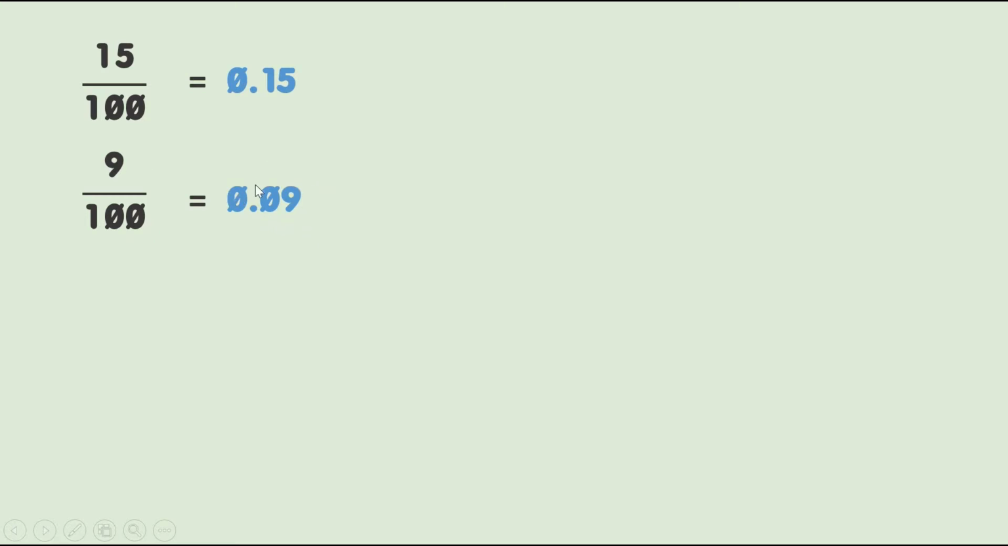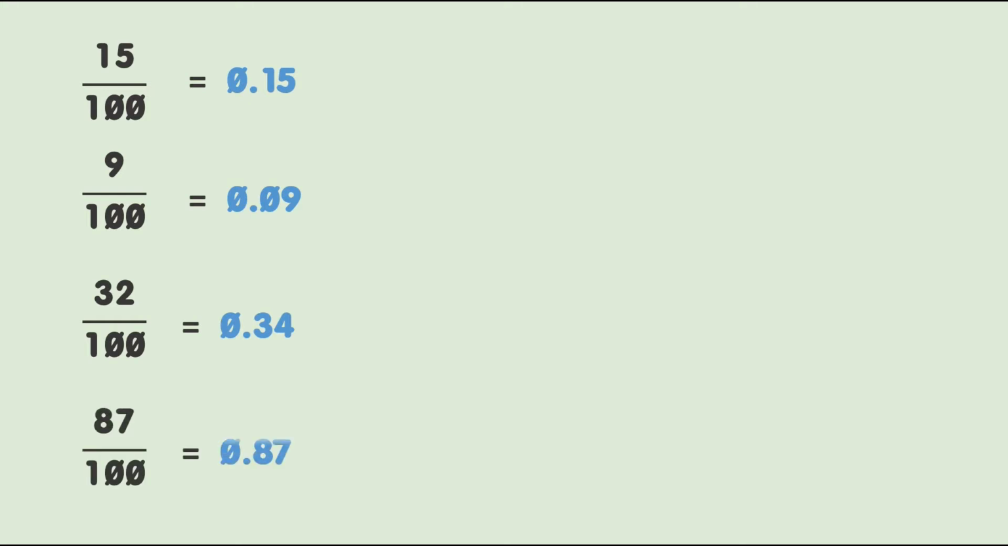We don't have any tenths here. This is the hundredths. It means we have 9 parts out of 100. So we put it right in the hundredths place and put a 0 in the tenths place. We have 32 out of 100, which equals 0.32. 87 out of 100 equals 0.87.